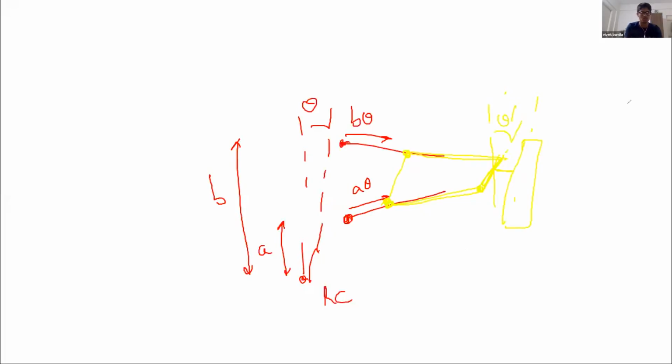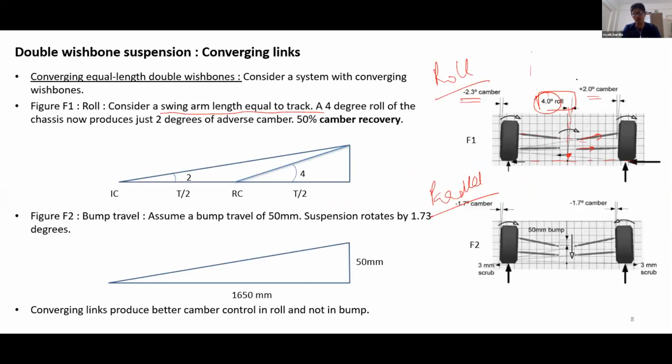So if you just do this, you will see that with 4 degrees of roll, your outer wheel goes into just plus 2 degrees of camber angle. Remember that this was plus 4 degrees in the previous case, okay? And now it is at plus 2 degrees of adverse camber. So what we call this is 50% camber recovery, right? So instead of going into plus 4 degrees of camber, your suspension just goes into plus 2 degrees of camber, okay?